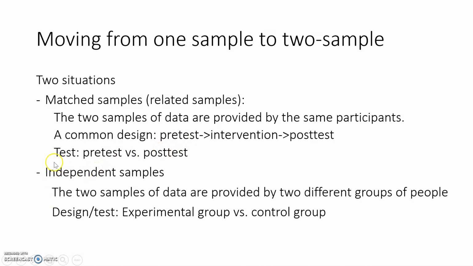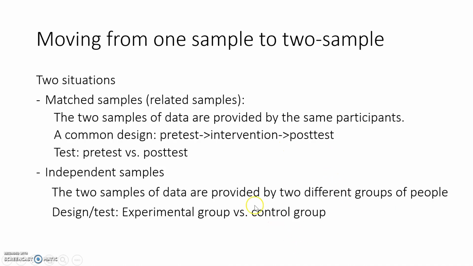And the second one, we call it independent samples. That is, we want to compare the data points between people. Okay, so the two samples of data are provided by two different groups of people. And I will use this workout program in the gym as an example to do a comparison.